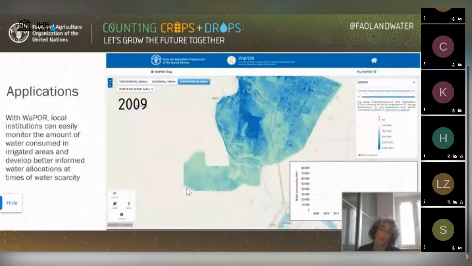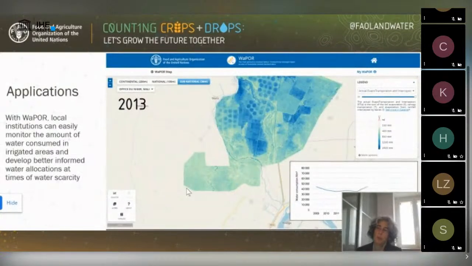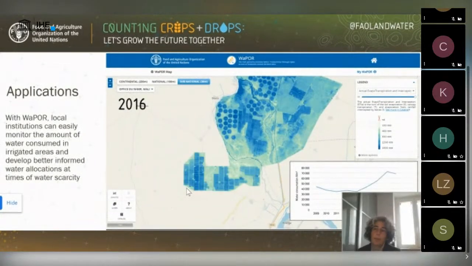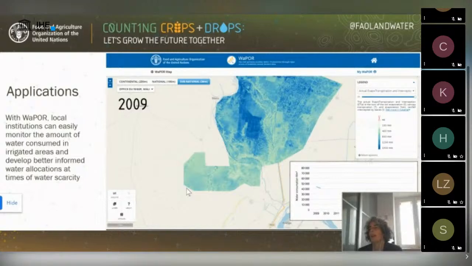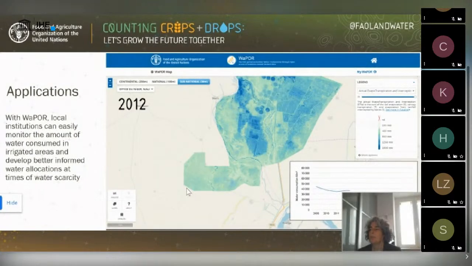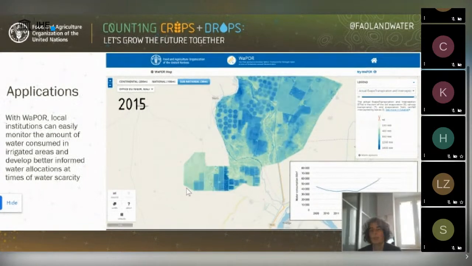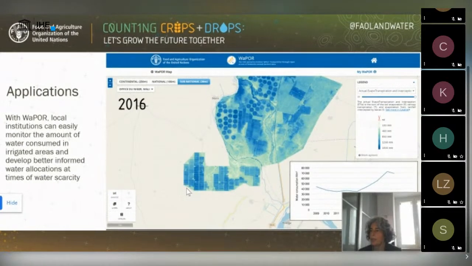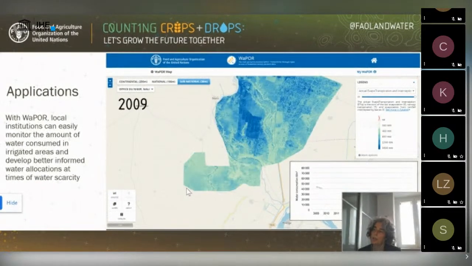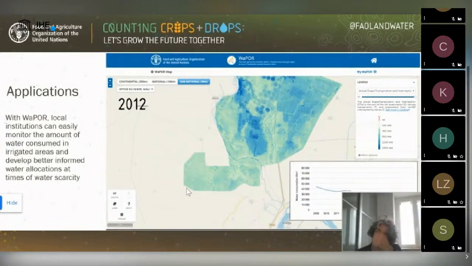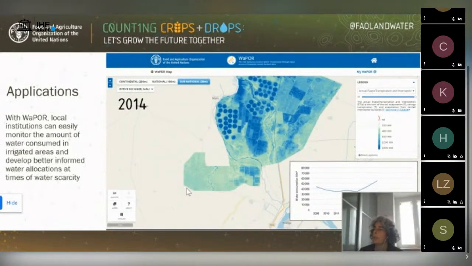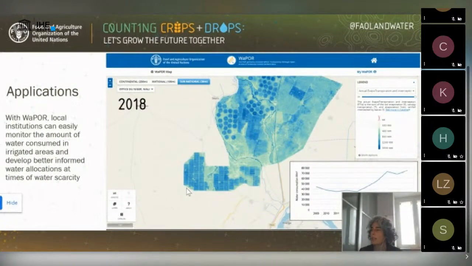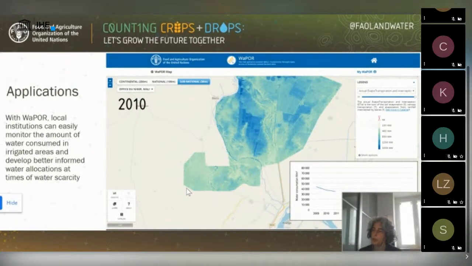So now we'll move to showing just a few examples of application of how people have been using our data. And this first example is from the Office du Niger in Sudan. And it's an area that is not so easy to access these days, unfortunately. And when we discussed with the authorities in the Office du Niger, they asked us to include in the pilot area this rectangular shape that you see on the bottom part of the map.